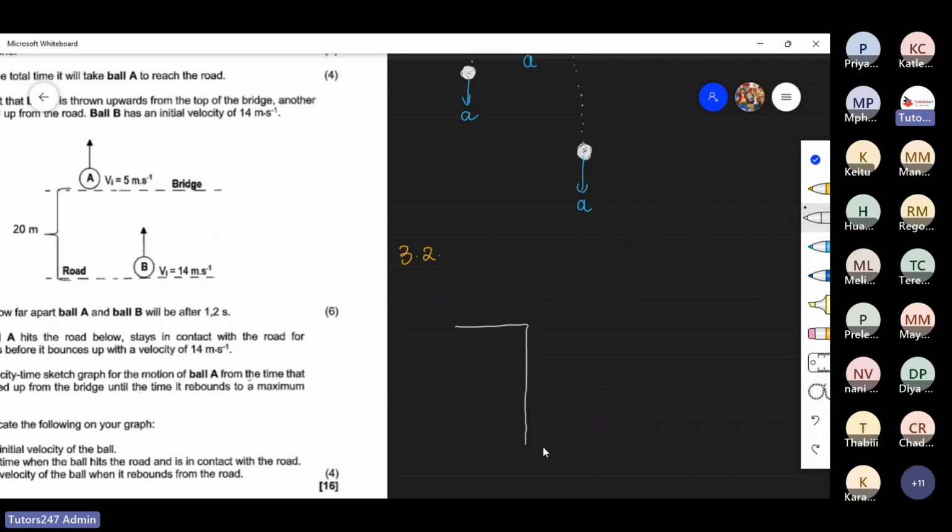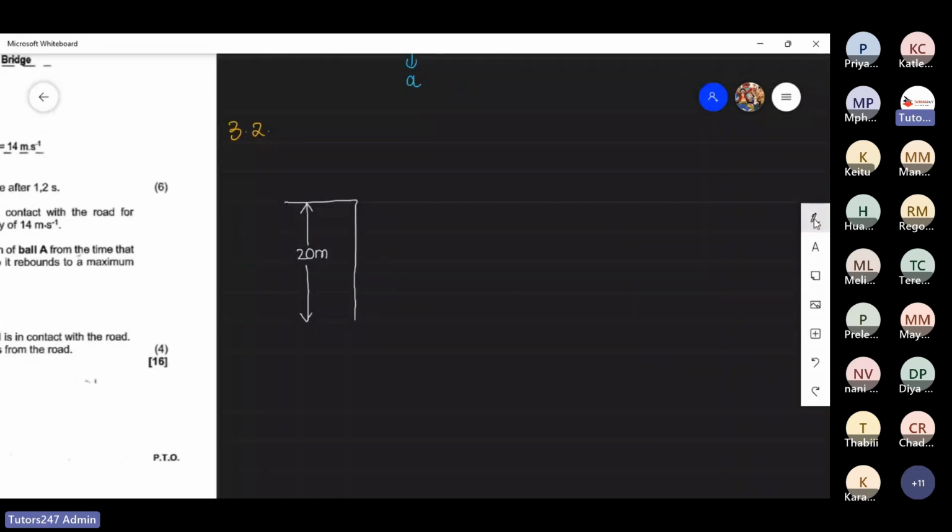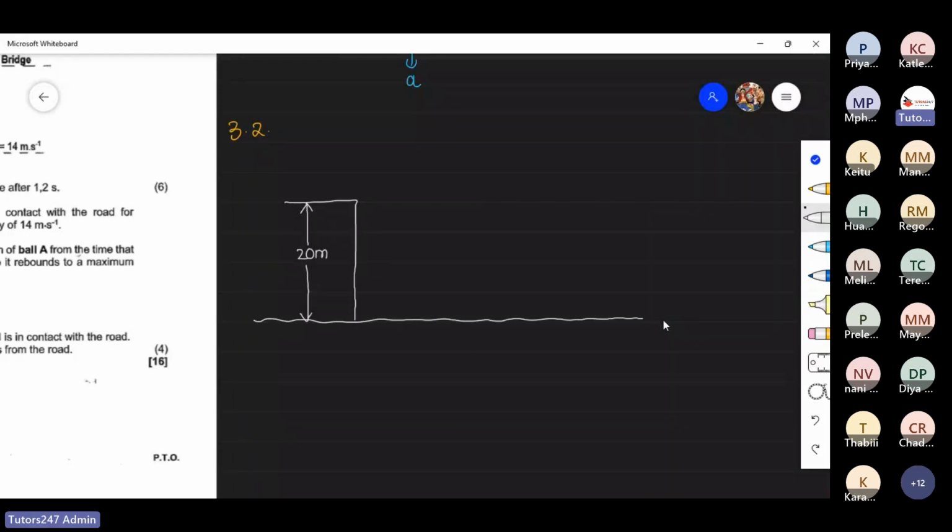So let's assume this to be our bridge. I know it looks like a building, but just bear with me. Let us assume it to be our bridge. Now that bridge has a height of 20 meters above the ground, or above the road. So this is now our road, and we are going to assume our road as our zero height reference point.